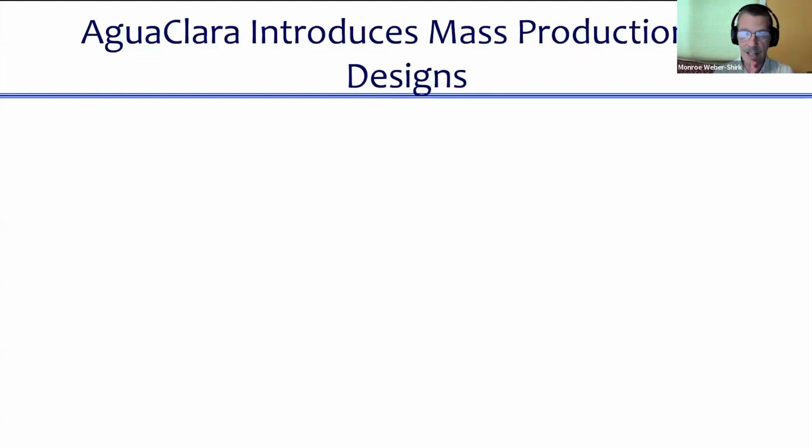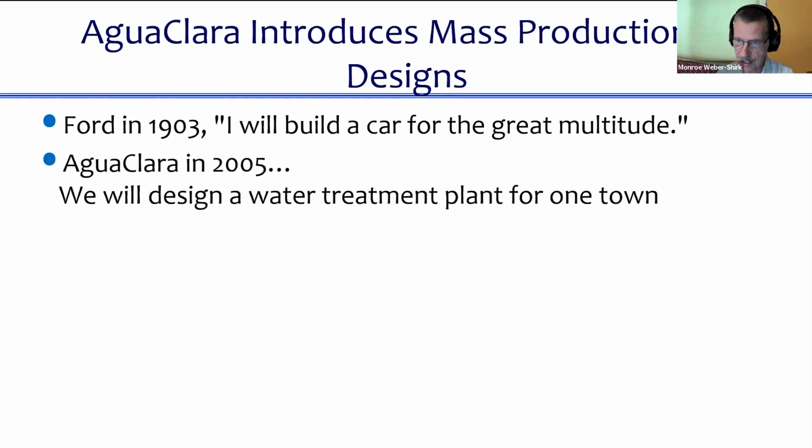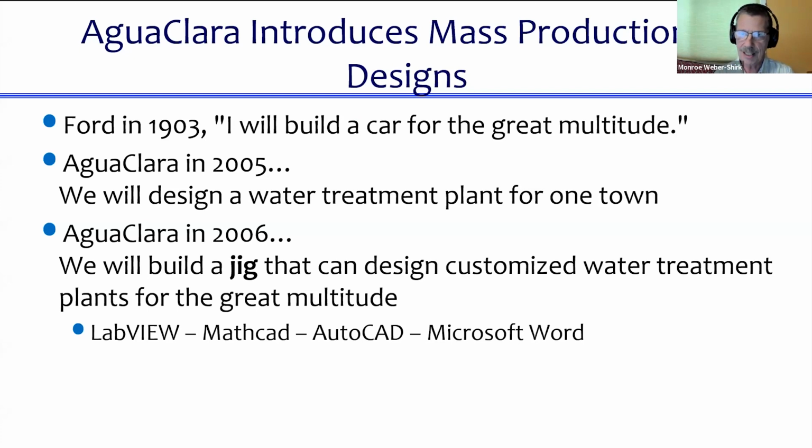So now a little bit about our history and our work with design, because we've been thinking about design for a very long time. So we built maybe on what Ford did in a kind of humorous way. Ford in 1903 said, I will build a car for the great multitudes. We're kind of thinking about water treatment plants for the great multitudes. And this is how we did it. In 2005, we said, we'll design a water treatment plant for one town. And that was a daunting challenge, and we worked on that. And just about a year later, we realized, you know what, this is a really big problem. There are many, many thousands of communities that need drinking water treatment plants. So let's build a jig or a tool that can design customized water treatment plants for the great multitude.